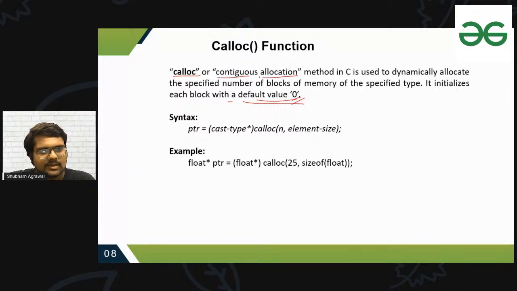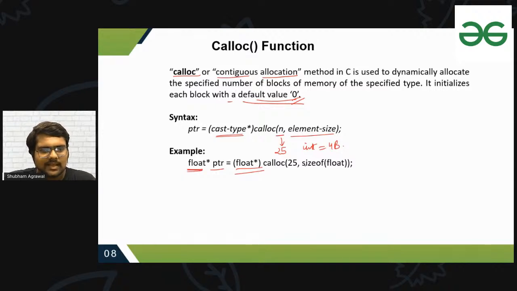In calloc, we have two arguments. In malloc, there was only one argument in which we specified the size. But in calloc, we have to specify the number of entries that we want and the element size. Suppose it is 25 and the element size is that of float, which is 4 bytes. It also returns a void type pointer, so we have to typecast it into the pointer type that we are using. Here we are using float, so we typecast it into a float pointer.